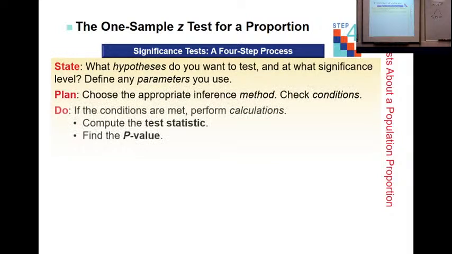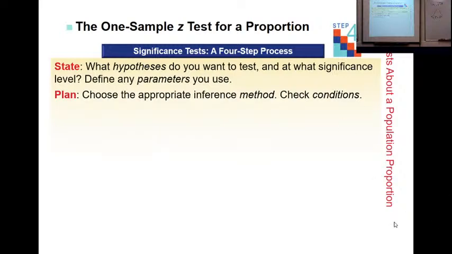So, four steps. State: give your null and alternative hypotheses, and define your parameter. Define what p is, usually a proportion of some kind. Then give your method. Right now we're going to be doing a one proportion z test. Test, not interval, because now we're not doing confidence intervals anymore. So, one proportion z test.